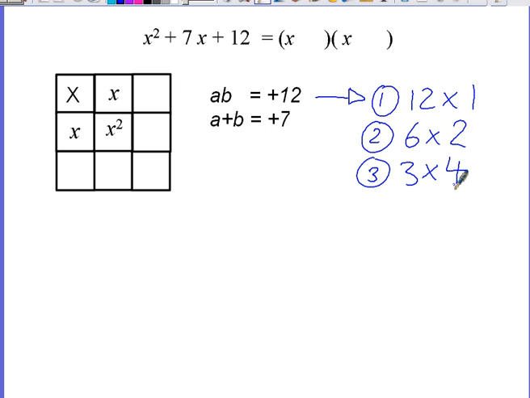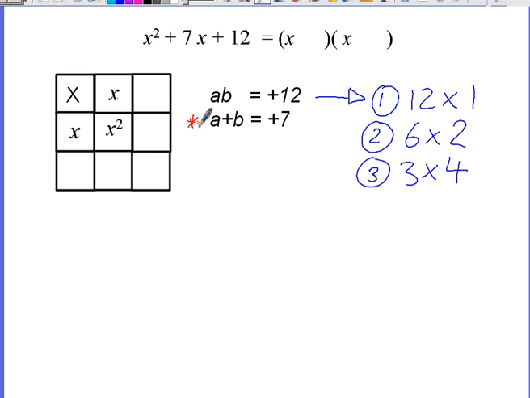Now, although there's three options, and you might be thinking, I don't know which one to pick, this is when we move to this little rule that we had. So we know A times B must be 12, but also A plus B must be 7. Now, as you can see, there's only one of those pairs of numbers where if you added them, you would get plus 7. And that's going to be the 3 and 4.